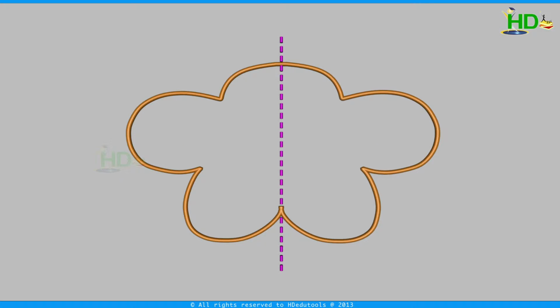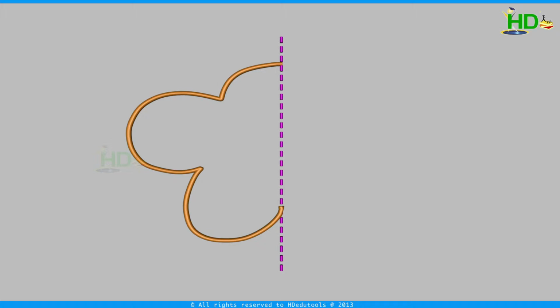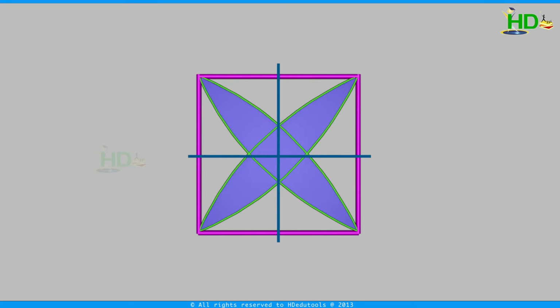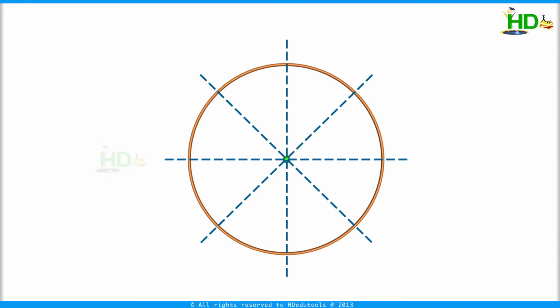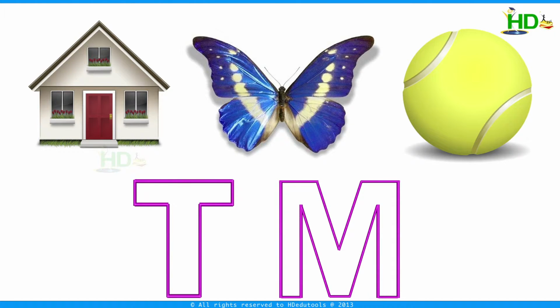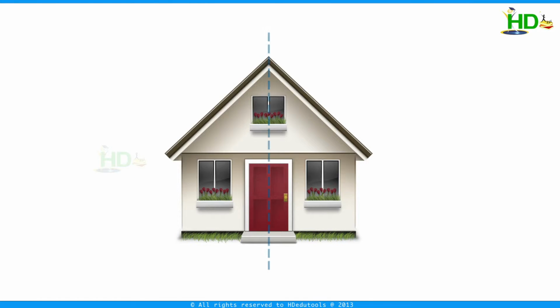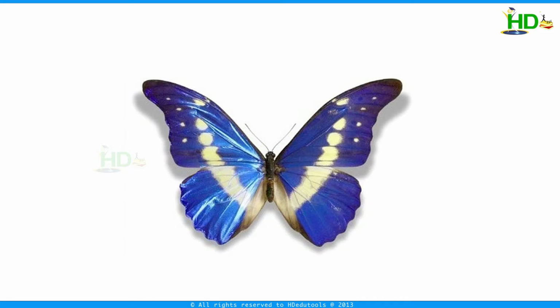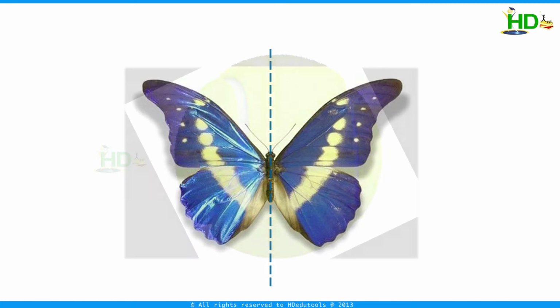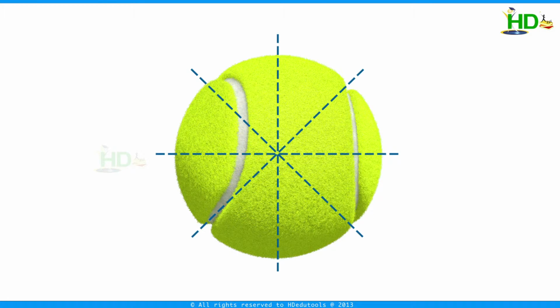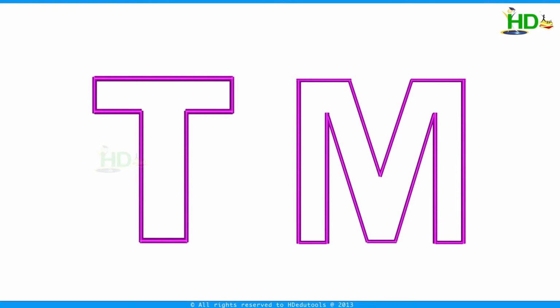In this case, the line of symmetry is 1. In this case, 2 are there. Here more than 2 are there. And observe some more figures. This has a line of symmetry. This is also having a line of symmetry. In this case, you can find more than one line of symmetry. This letter and this one have lines of symmetry.